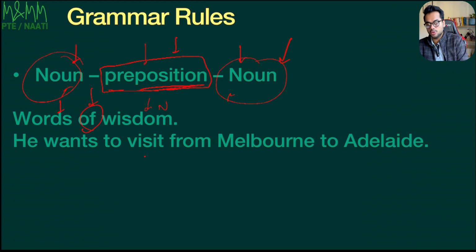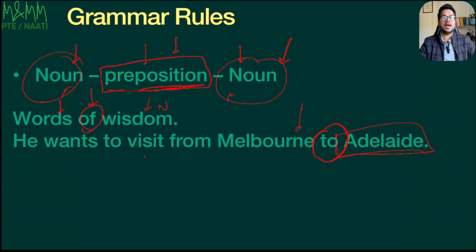And then, "he wants to visit from Melbourne to Adelaide." So we have got the word "to," we have got the word "Melbourne" on one side, and then we have got another word. So let's say this word was my blank. It says "Melbourne to dash." So that means a noun was missing, because Melbourne is a noun because it's the name of a city. Noun is what? Name, place or a thing. So because it's the name of a city, it's a noun. "To" is a preposition and there's a blank after that. So that has to be a noun, which means it's Adelaide.